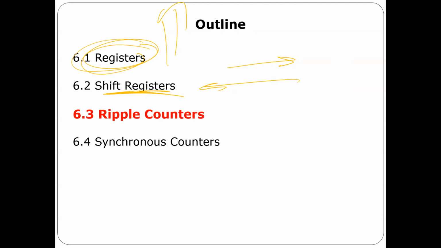Okay, now the next part. I want to move to counters. Number 1, we have 2 types of counters. I'm gonna explain: one is called ripple counter, the other one is called synchronous counter. So first, let me make a definition. What do you mean by a counter? That's what I'm gonna tell you now.